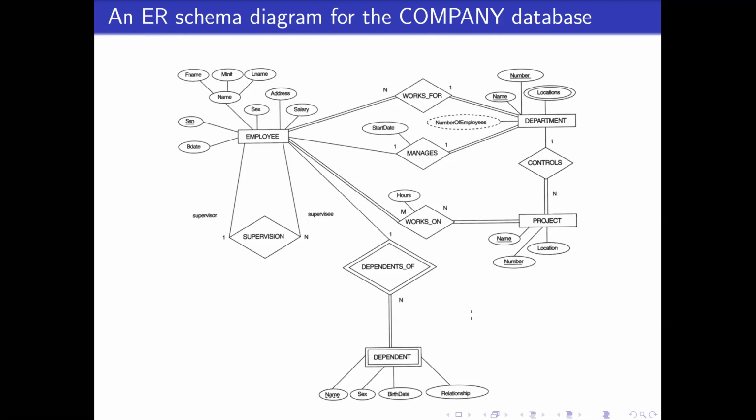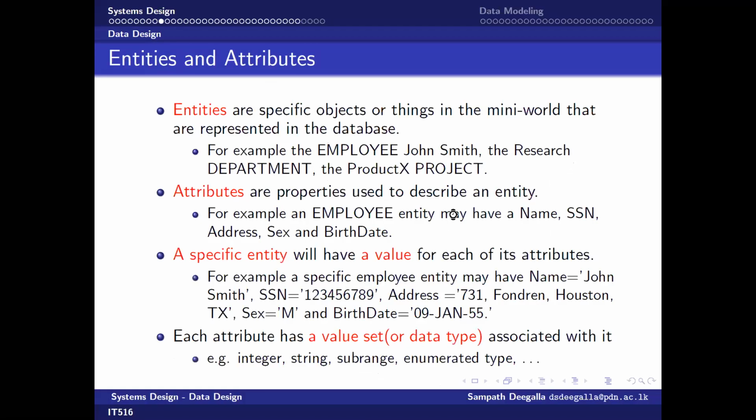But if you take both department as well as employee, there are two relationship types, isn't it? So you have works for and you have manages. Good. So for both employee and department, there are multiple relationship types. One is works for, another one is manages. Okay. So I hope you got the idea.